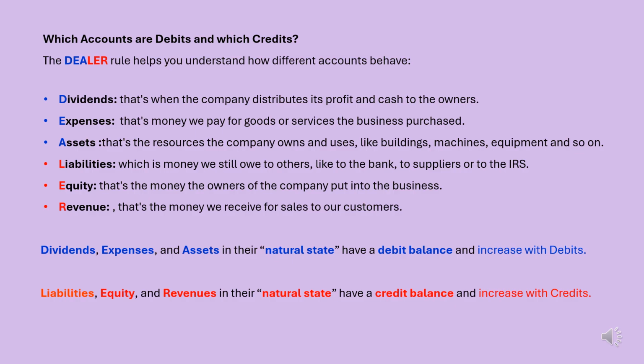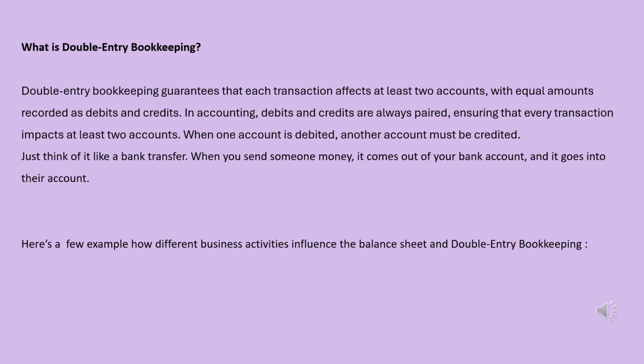Dividends, expenses, and assets in their natural state have a debit balance and increase with debits. Liabilities, equity, and revenues in their natural state have a credit balance and increase with credits.